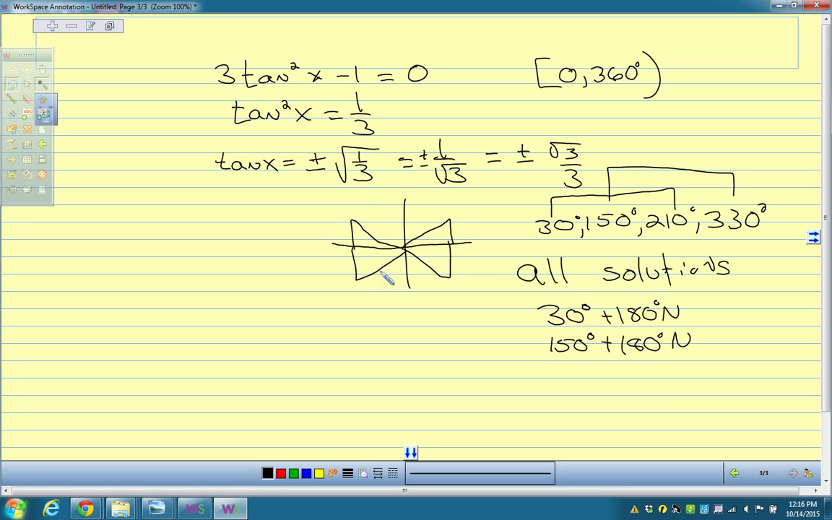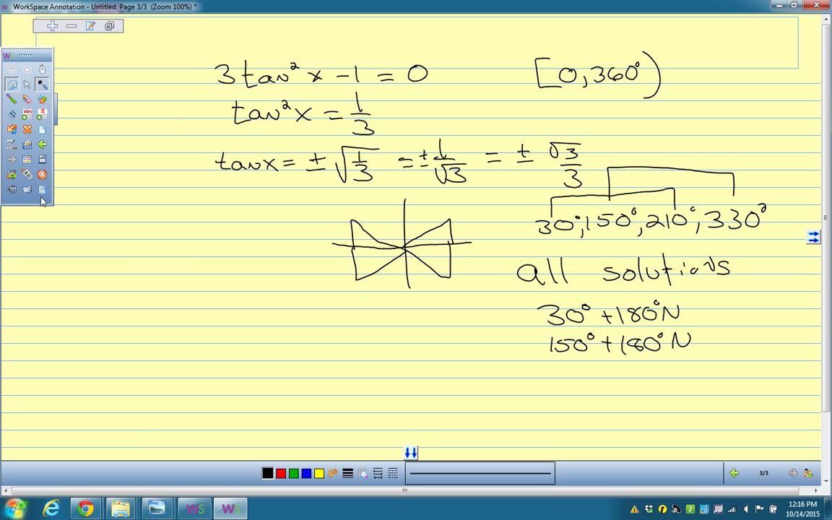Your tangent's positive here, positive here. If I keep going around every pi, it's going to repeat. So I could add 180 degrees or pi radians. If this were pi over 6 plus pi n, or 5 pi over 6 plus pi n, that would give you all solutions. Yeah? That's example. How many examples have I done so far? 3. Okay. Solve.